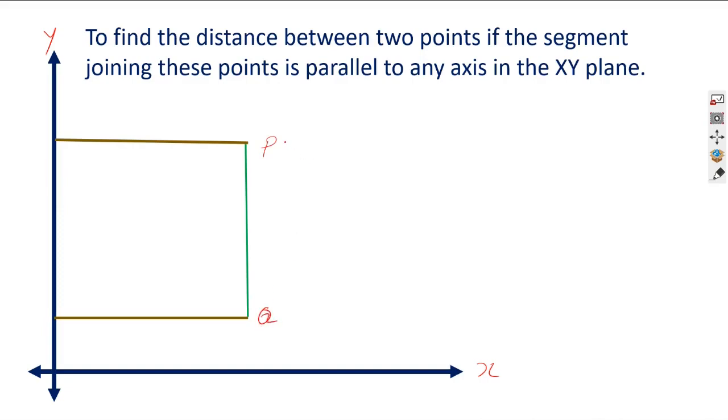And here, as it is parallel to the y-axis, the x-axis component will be same. That means if I put x1 here, the same x1 I have to put here. There is no x2. But there is y2. y1 here and y2 here. This is the way the coordinates work.